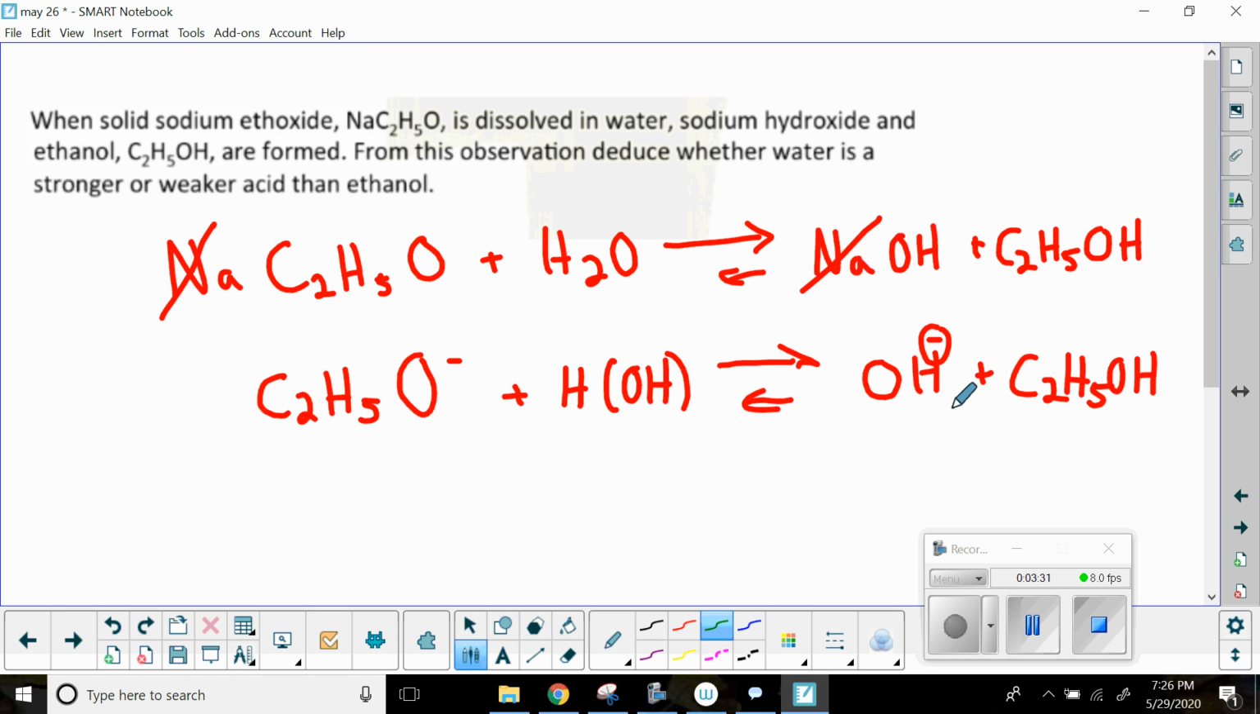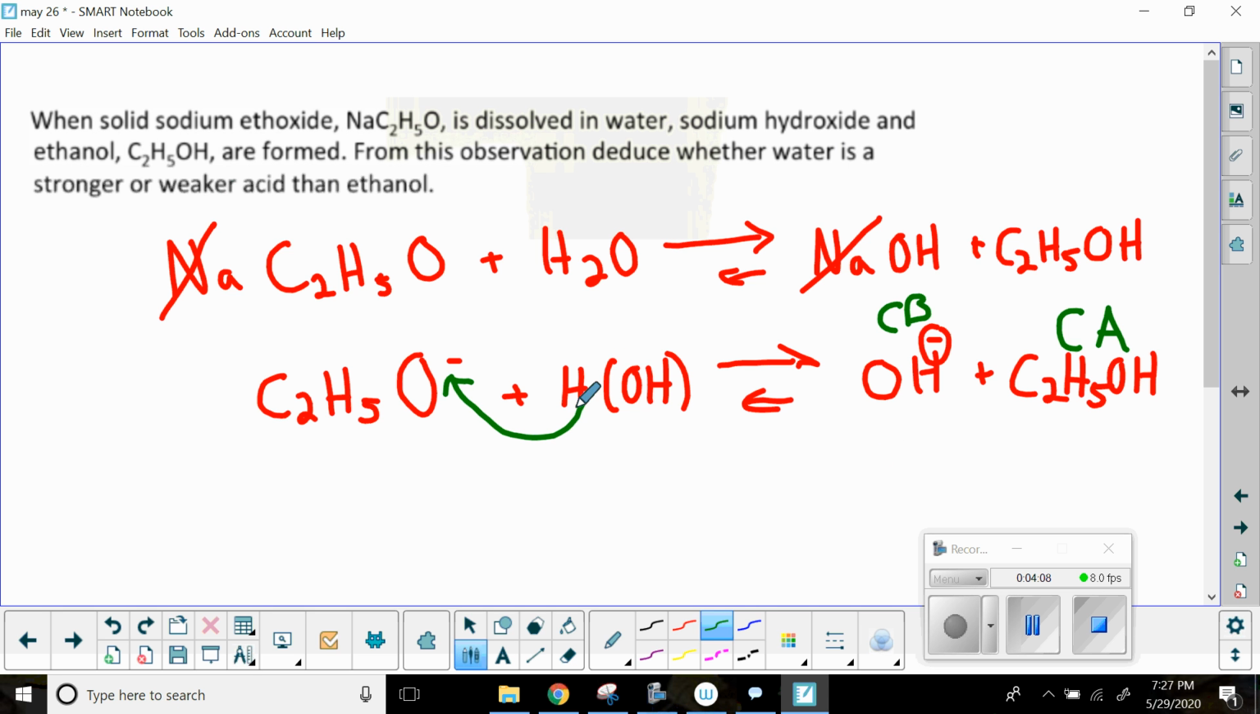So, looking at this in terms of who is donating the proton, you can see that what happened here is the hydrogen from the water donated its proton to the ethoxide. And that's how you ended up getting the C2H5OH. There's my conjugate acid. My conjugate acid there is going to be my ethanol.